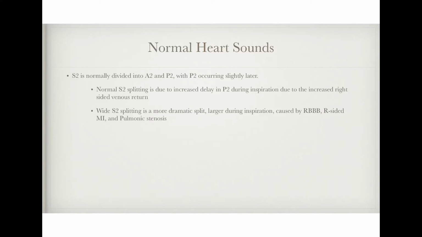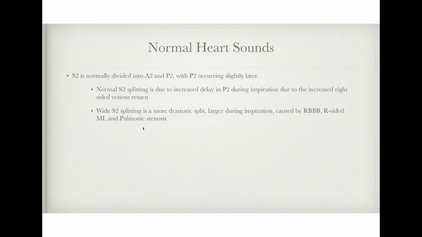Now there is a wide S2 split. This is a much more dramatic split that's, again, larger during inspiration, but still noticeable during expiration. And this would be caused by any condition that would impair right ventricular emptying. So if there's a right bundle branch block, right-sided myocardial infarction, or pulmonic stenosis, all these conditions would cause the right ventricle to empty even slower than the left ventricle and lead to a more dramatic split.